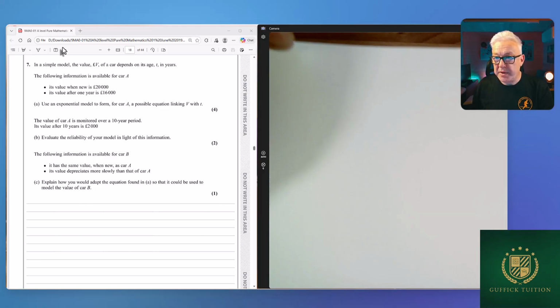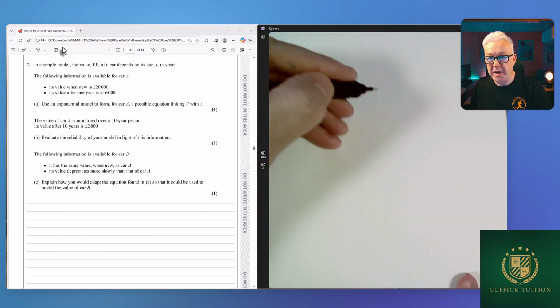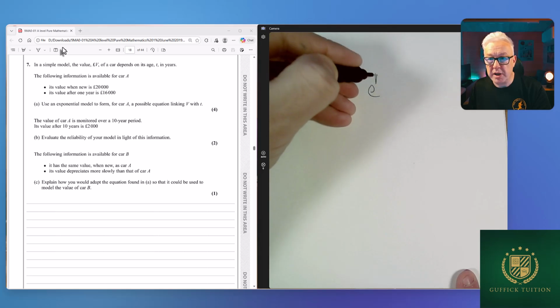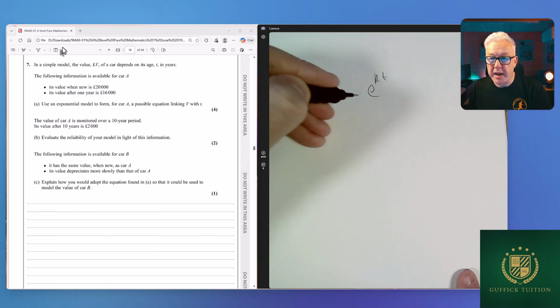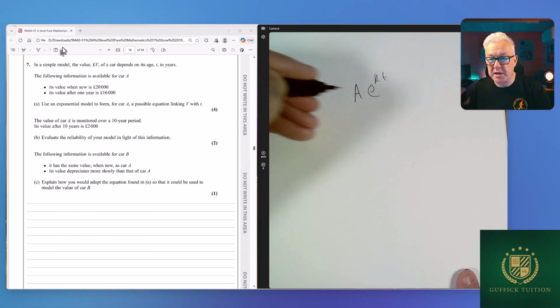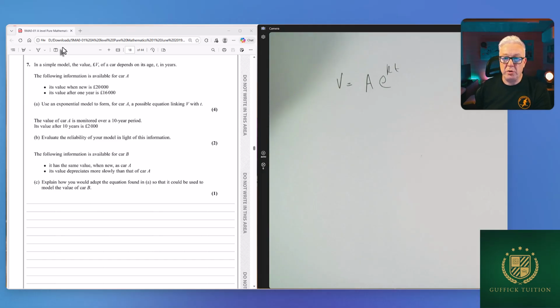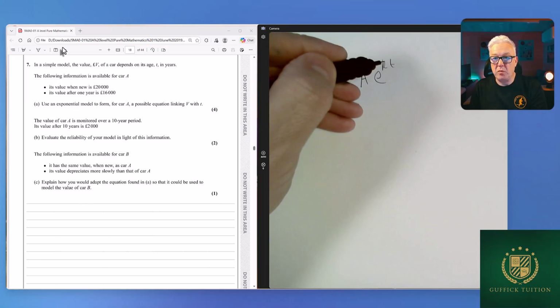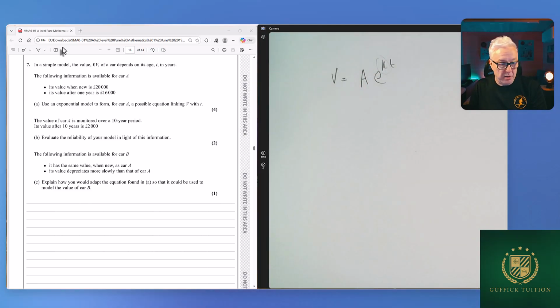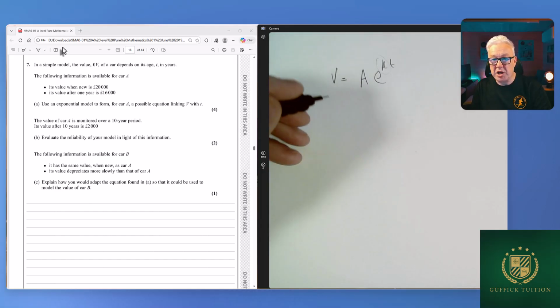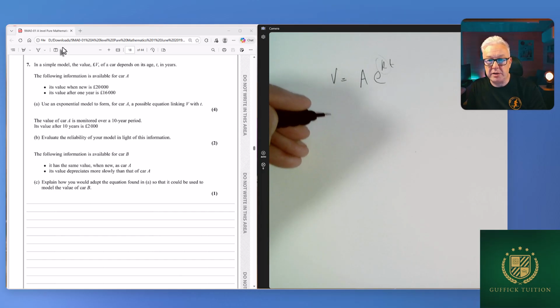So it's an exponential model, so it's going to be e to the kt, and there could be some factor that's been multiplied. So I think a general form of an exponential model would be V is equal to A e to the kt. Now, because the car is going to be decreasing in value, when we put some values in, hopefully we're going to find out that our k is negative. So that's like our general solution. So let's put in some values now.